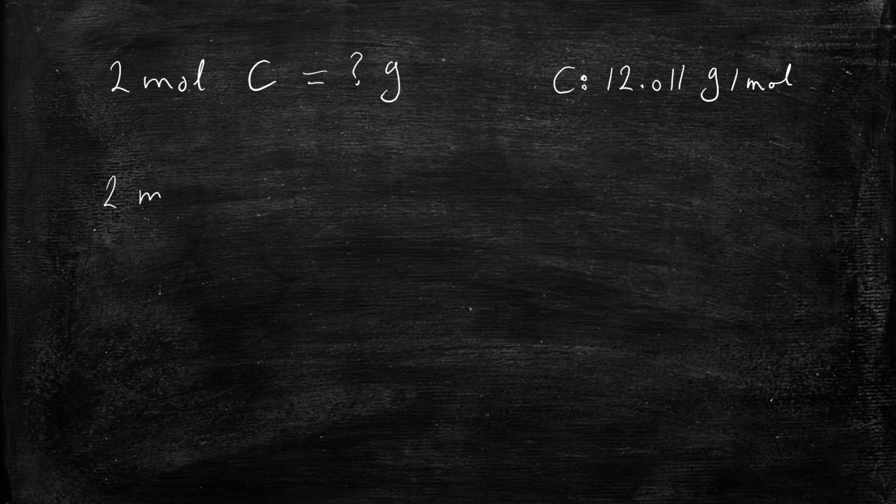Let's see. 2 moles of carbon, we want to convert it into how many grams of carbon. We need a conversion fraction. So in the bottom, we need to get rid of moles of carbon. So I put moles of carbon at the bottom. And at the top, we need to have in the result grams of carbon. So I put grams of carbon. Nice. The units now are all set.